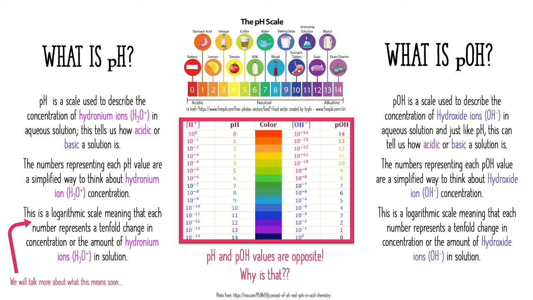So basically it looks like these scales are opposite from one another, where a 0 on the pH scale corresponds to a 14 on the pOH scale. And then all the way at the other end of the scale, a 0 on the pOH scale corresponds to a 14 on the pH scale. So the pH and pOH scales, they're opposite. So why is that? We're going to answer that question on the next slide.